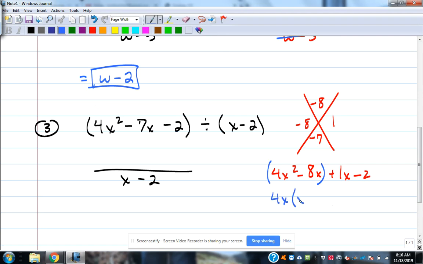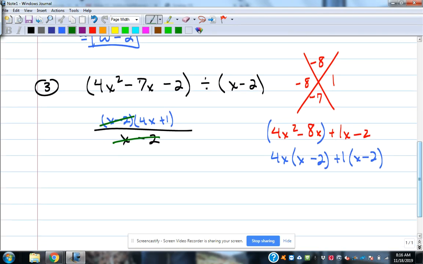So it's 4x, x minus 2, plus 1, x minus 2. So our factors are x minus 2 and 4x plus 1. And that's great because now we see, hey, we got a matching factor, and they cancel like that. So the final answer would just be 4x plus 1. So when factoring is an option, then hey, use that. It's going to make life easier.